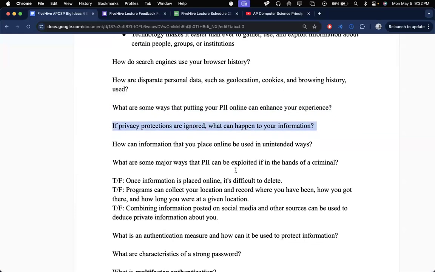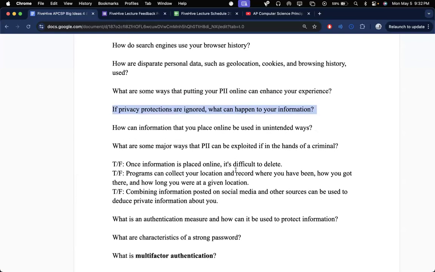So if privacy protections are ignored, what can happen to your information? What do you guys think? Leaked, right? All of your information can be leaked to hackers, and you can get your identity stolen. Absolutely. CED says commercial and governmental curation of information may be exploited if privacy and other protections are ignored. So it can be exploiting your information.